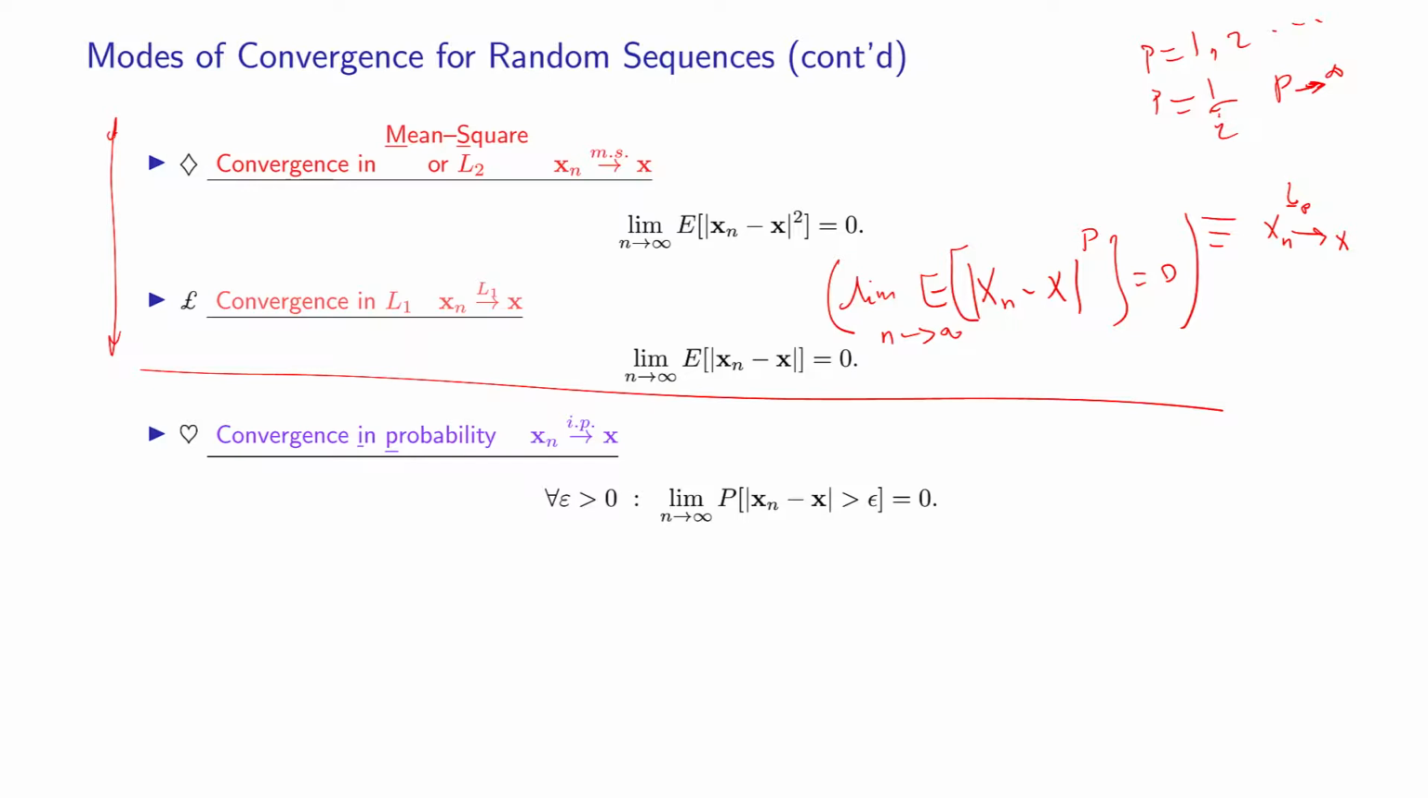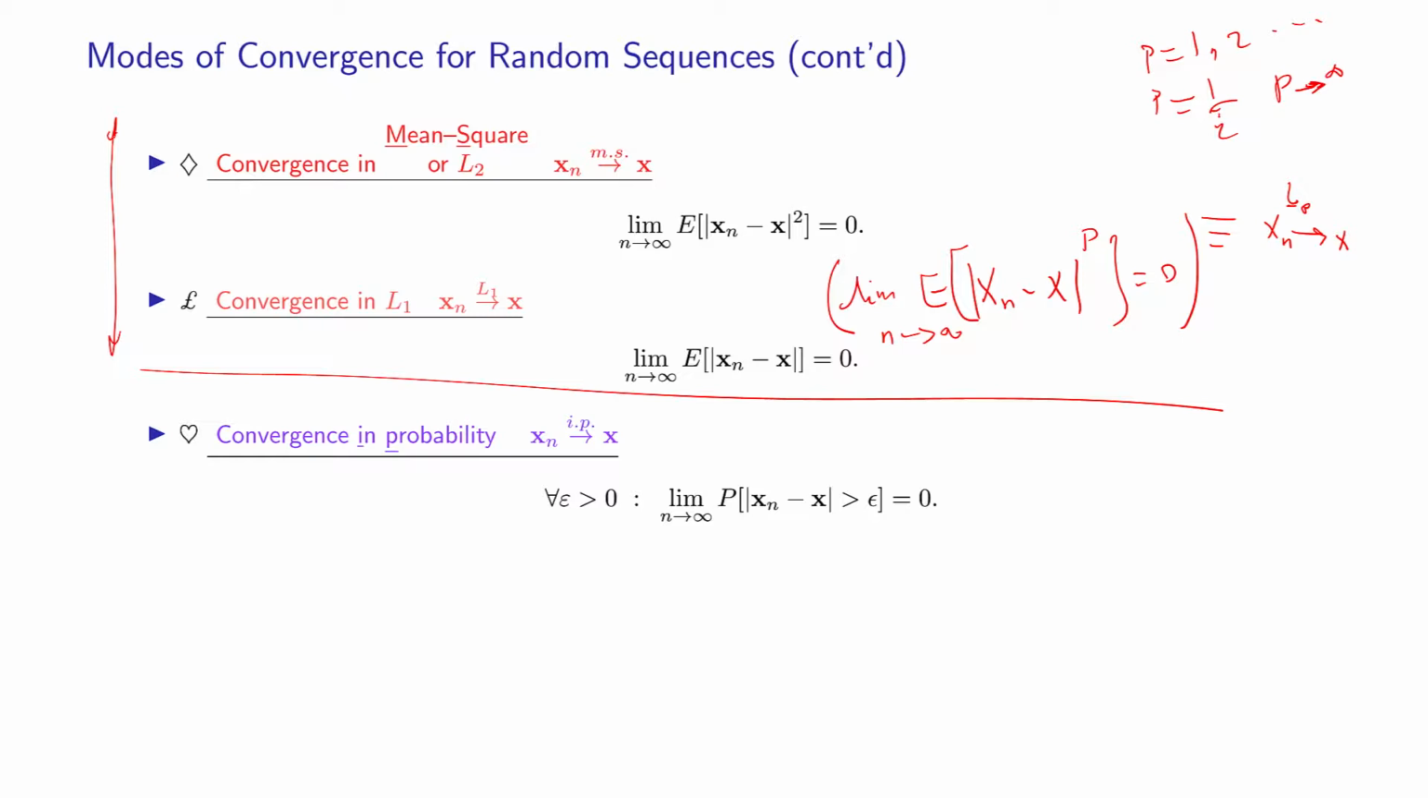There is another type of convergence, we call it convergence in probability. Remember, don't confuse this one with convergence with probability 1. Convergence with probability 1 was something else that we defined on the previous slide.